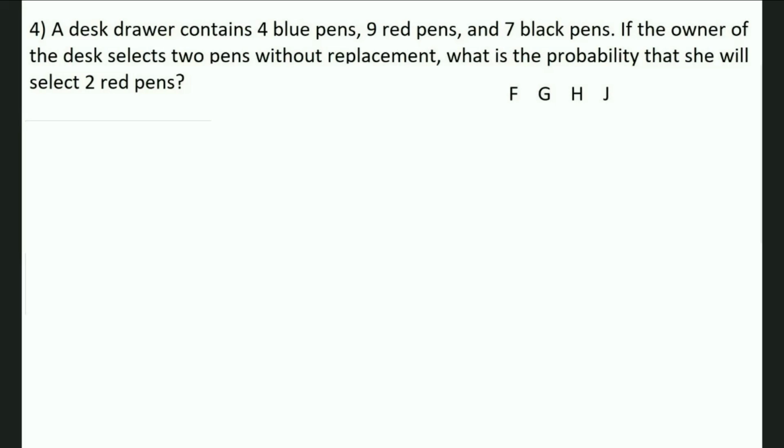All right, going on to number 4. A desk drawer contains 4 blue pens, 9 red pens, and 7 black pens. If the owner of the desk selects 2 pens without replacement, what's the probability that she'll select 2 red pens? All right, this is a dependent probability question. We always have to figure out, are we working with independent or dependent probability? This is a dependent style question. Why? Because we're taking one object out and we're not putting it back. That's what makes it dependent.